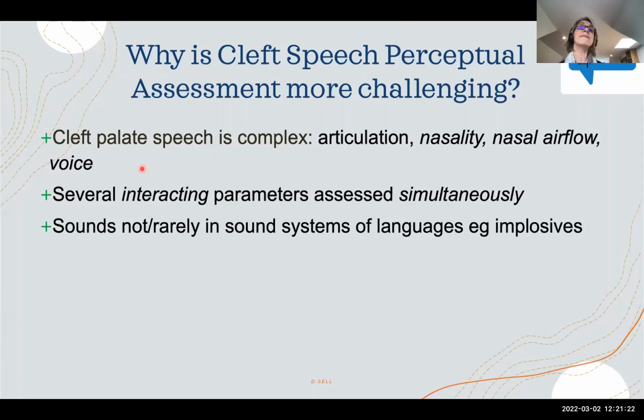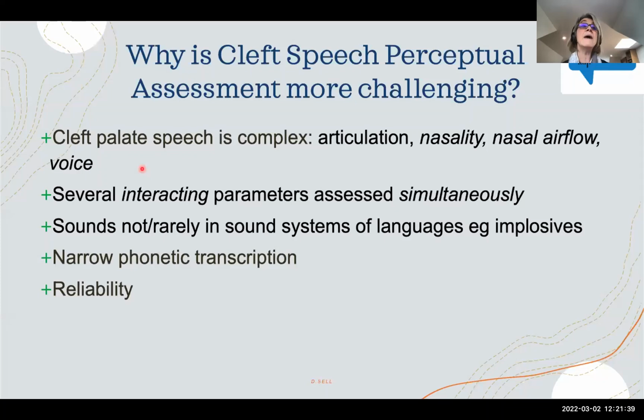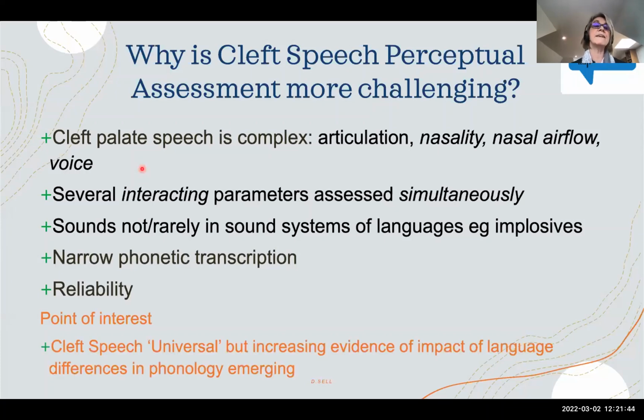Then we have sounds that may not occur in the sound system of a language, such as implosives, or rarely occur, like the clicks that Trina demonstrated last webinar. Our standard to capture the detail we need is narrow phonetic transcription, and we need that to be reliable. But one point of interest is that we commonly say that cleft speech is universal, and the characteristics are indeed, but there's increasing evidence of the impact of language differences in phonology emerging as we learn more about cleft in different languages. And we'll see this in a moment.